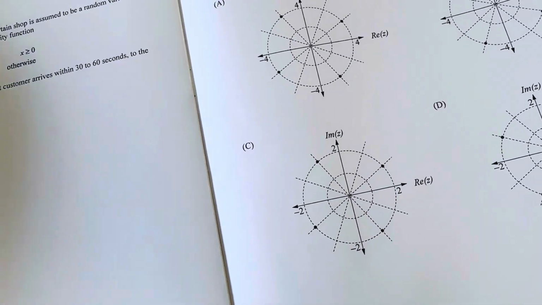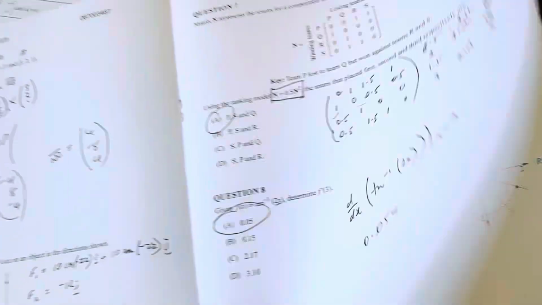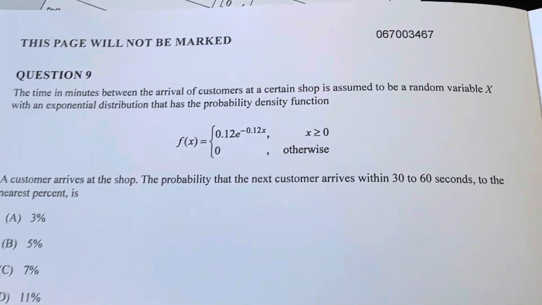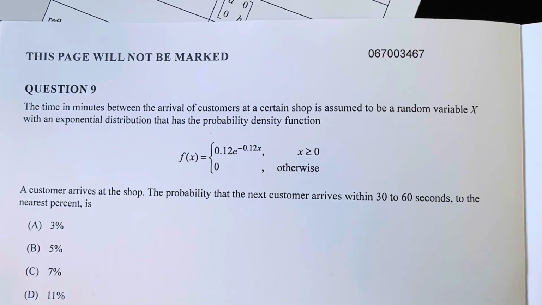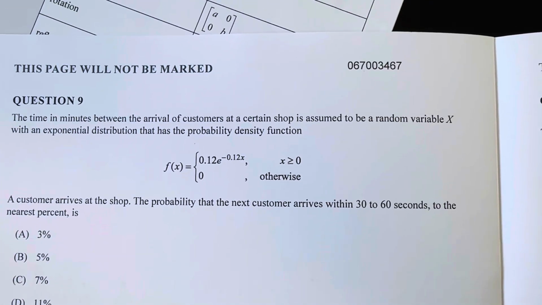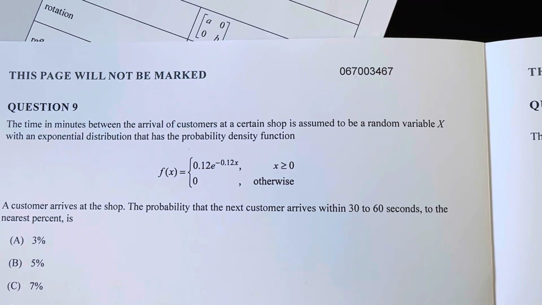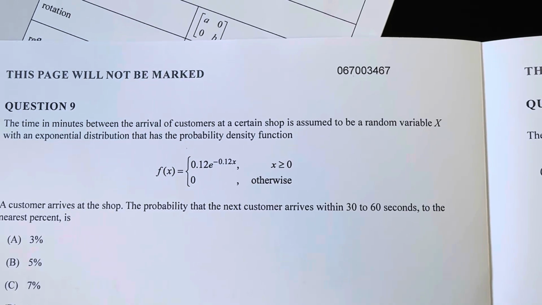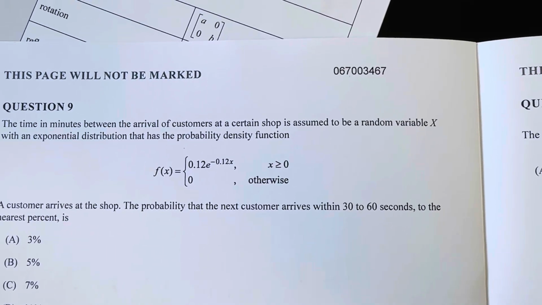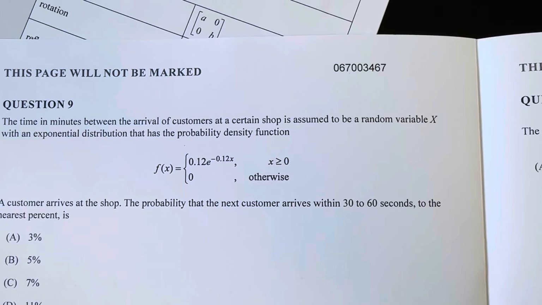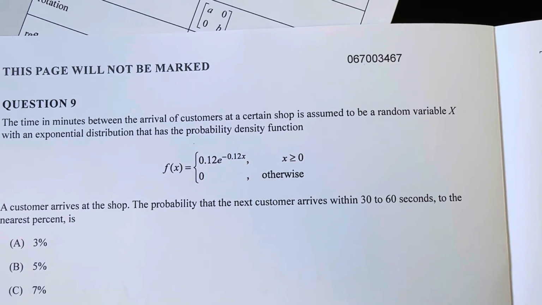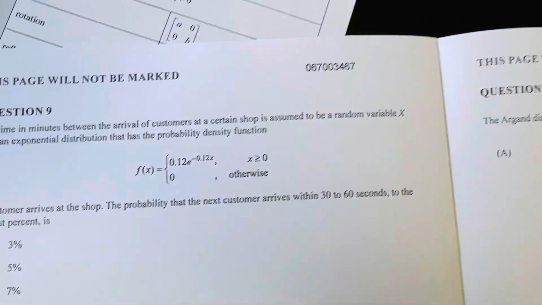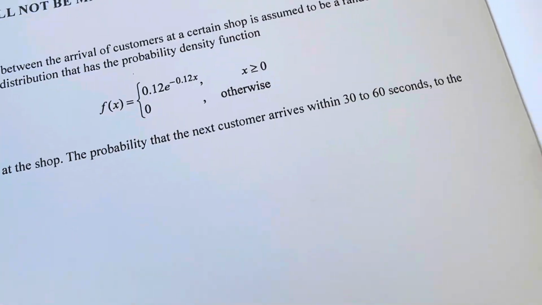That's question 8, so we're up to question 9. Probability density function. The time in minutes between the arrival of customers at a certain shop is assumed to be a random variable. The time in minutes, I should have said too, didn't I? With an exponential distribution has the probability density function given. A customer arrives at the shop, probably the next customer will arrive between 30 and 60 seconds.